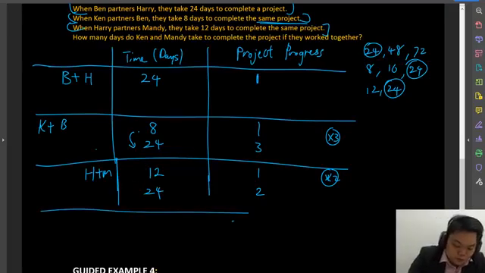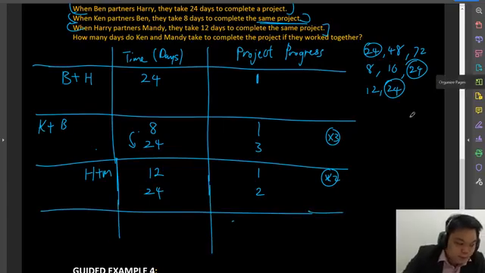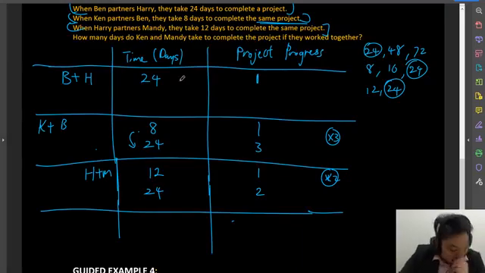So now, the lowest common multiple is 24. We want to look for a way to find out how to isolate and obtain Ken and Mandy alone. So this part you need some creativity.